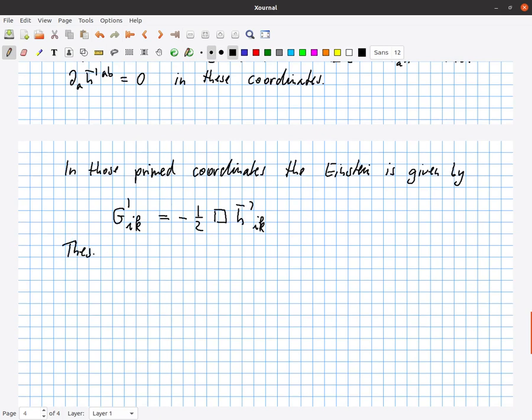These are our final linearized Einstein field equations. And they're really very simple in many ways. All this is, if you think about this, a tensor valued wave equation.